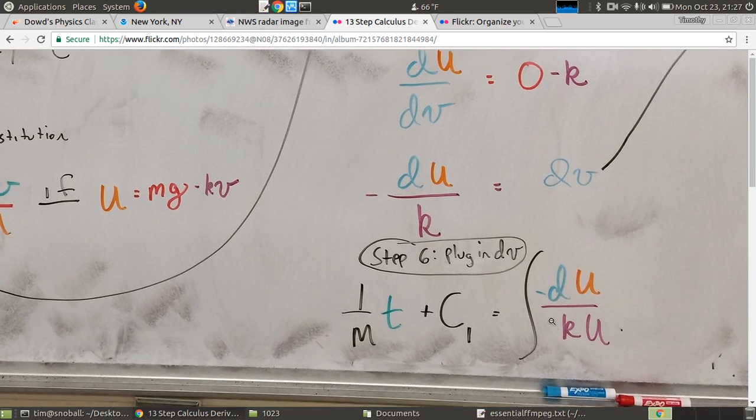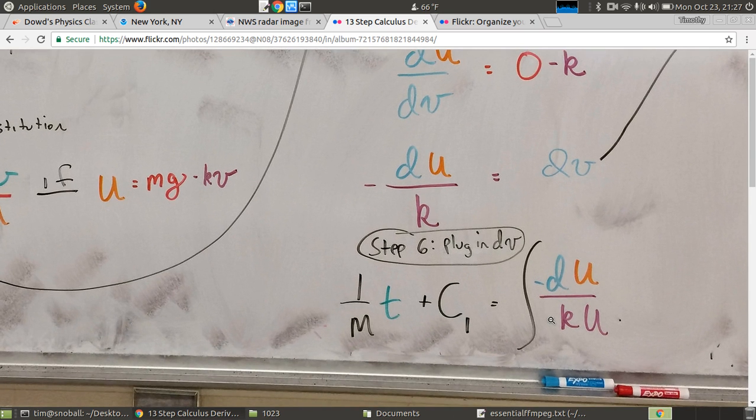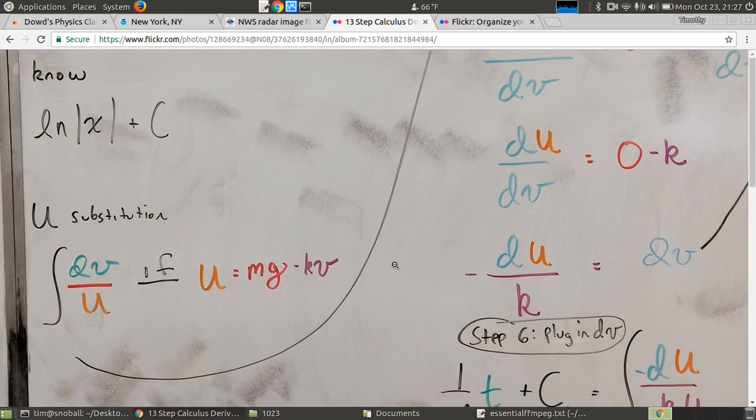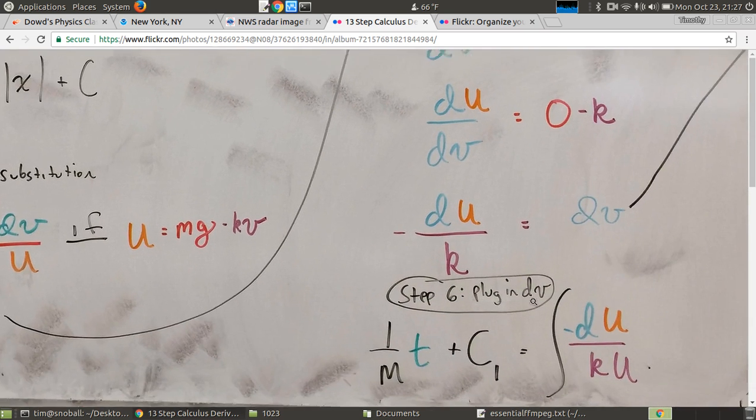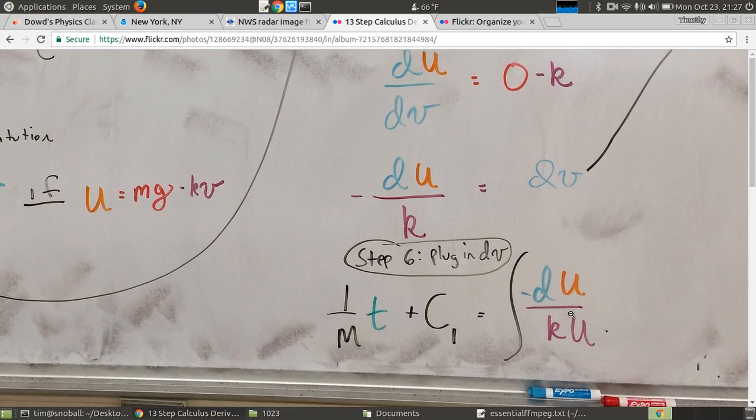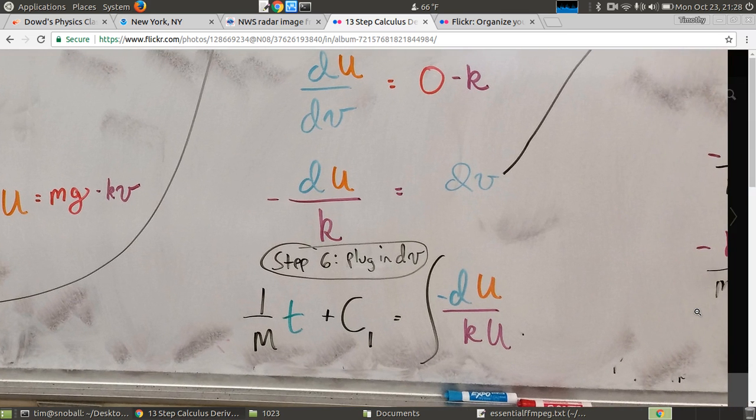There's a minus here, there's a k there, but those are both constants, so they can pop out of the integral. And then other than that, I've got dx over x. I've got du over u. So I should, at this point, be able to take this integral. And that's what we're going to do.